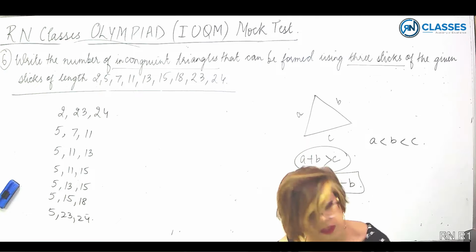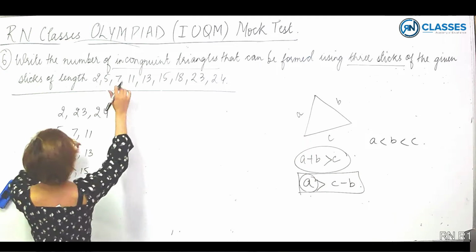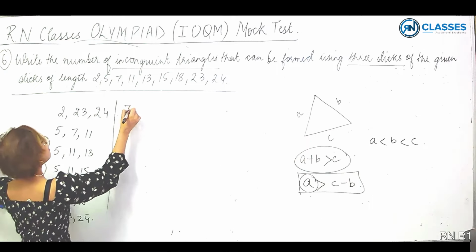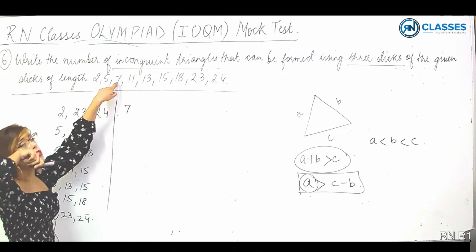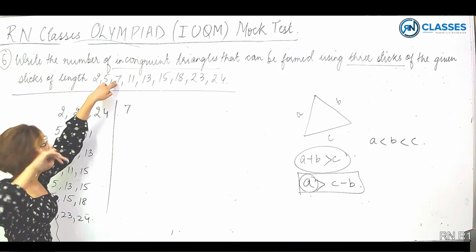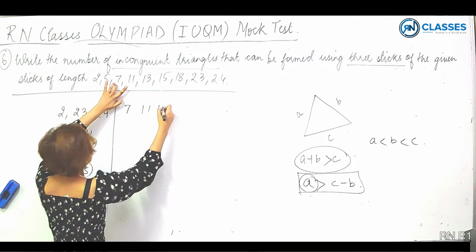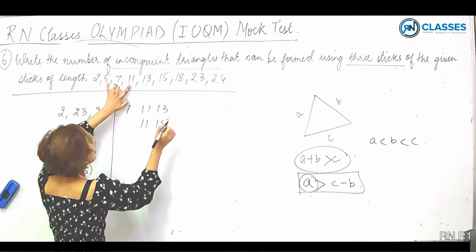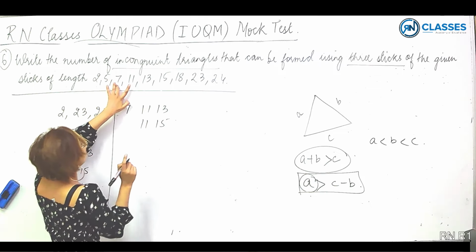6 है. Yes. Okay. Perfect. Now let's start with 7. Now the difference can be 6, 5, 4, 3, 2, 1. So 7 के साथ 11, 13 I can take. 11 15 I can take. 11 18 no. Done. So 11 is over.